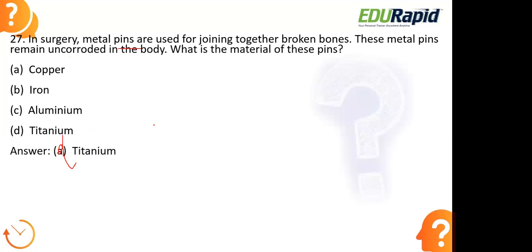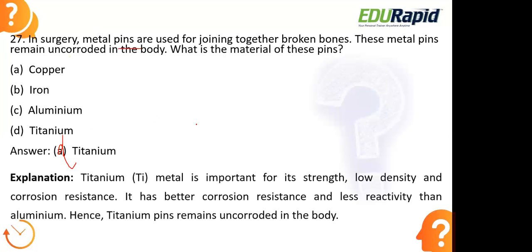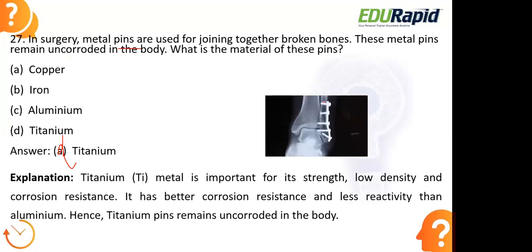Okay, titanium is a material which is used to make the metallic pin. And this metallic pin is the one which is used in joining the broken bones. So here we have broken bones. To join these broken bones, the surgeons will use the metallic pin. Okay, these are the metallic pin and metallic clip that we have here. So why do we use these titanium pins? Why not copper or iron here?